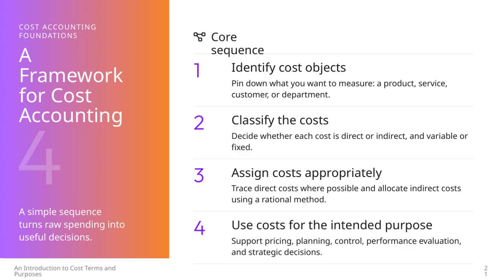Then, we assign costs appropriately by tracing direct costs directly to the cost objects where possible, and allocating indirect costs using a logical, fair method. Finally, we use these costs for their intended purpose, such as supporting pricing decisions, planning, controlling operations, evaluating performance, and making strategic choices. This simple but structured sequence transforms raw spending data into valuable insights that drive better decision-making.